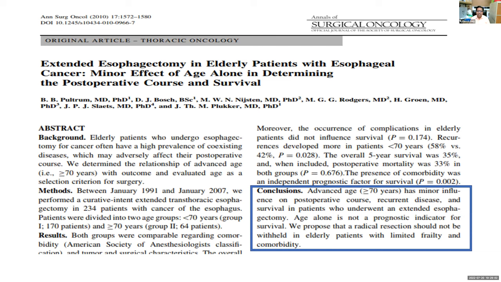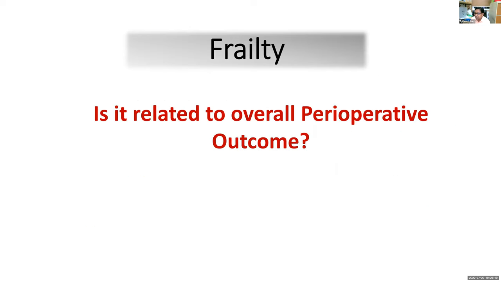But rightly mentioned, whatever the age of this patient is, it does not influence much even the oncologic outcome. But yes, we need to look for the decrease in the physiological reserve of these patients, as you rightly mentioned, that can happen with increasing age.